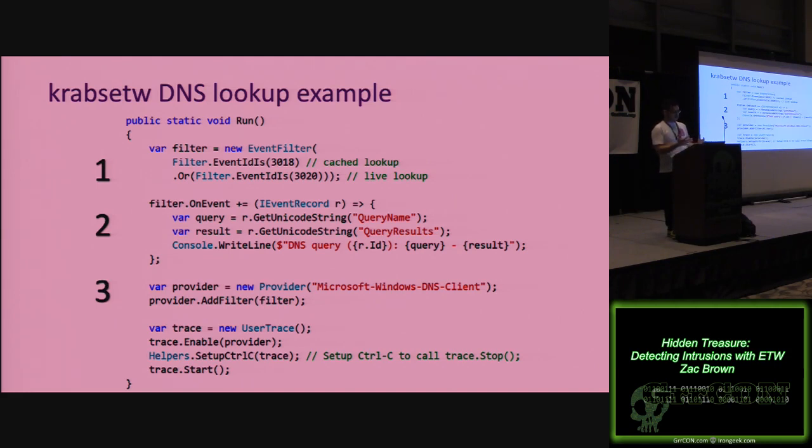Number 3, we're going to create a subscription to the provider Microsoft-Windows-DNS client, and we're going to add the filter to it. Then we're going to make our trace and enable the provider on that trace. Then we call start.